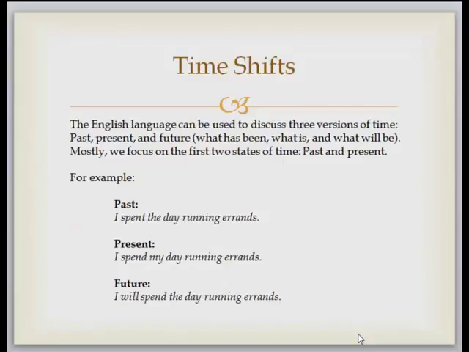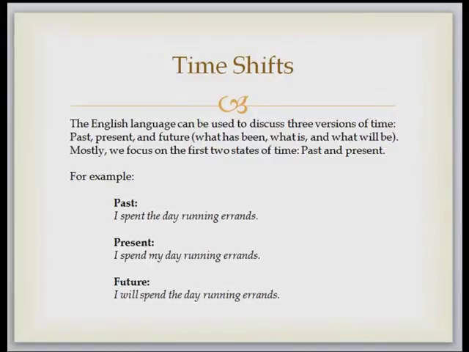So these are time shifts. We're going to talk about past, present, and future tenses, right? So the English language, if you will, can be discussed using three versions of time: the past, the present, and the future. So we're basically talking about what has been, what is, and what will be, as we talked about a little bit earlier in this lecture. Mostly we focus on the first two states of time in the English language, past and present, as far as the way that we write.